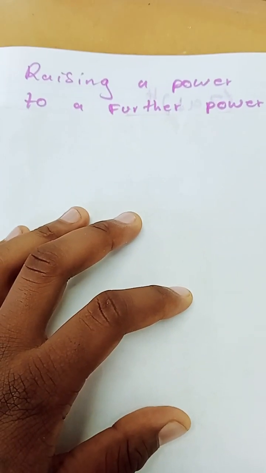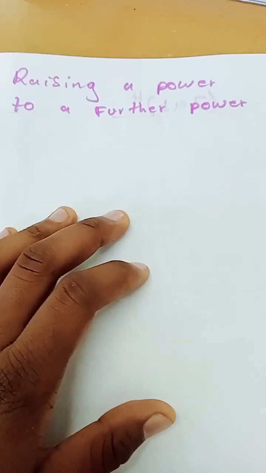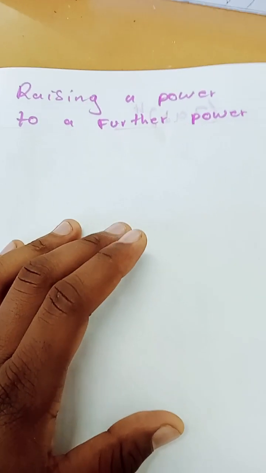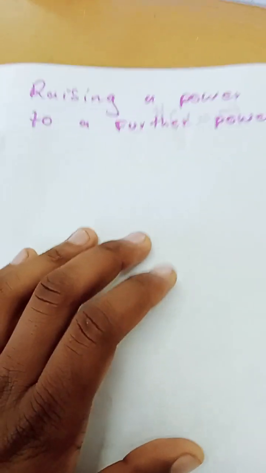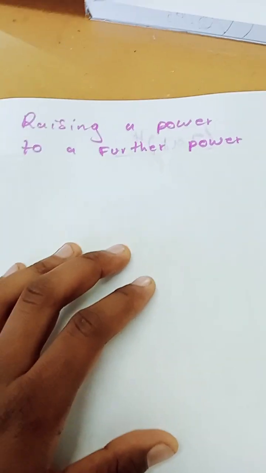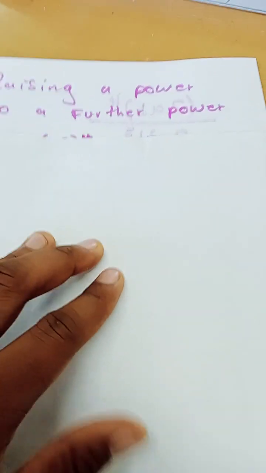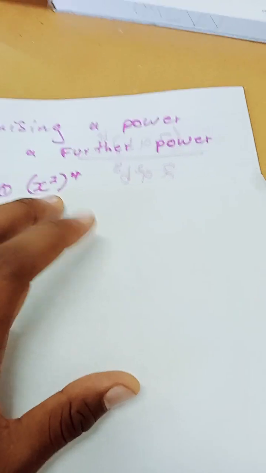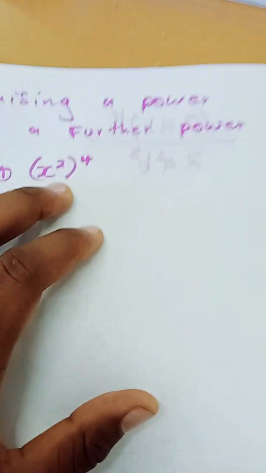We are still on exponents, but now we are going to discuss how to raise a power to a further power. What this basically means is that you already have an exponential expression, but then you're now raising it to a further exponent. Let me show you what I mean. Let's say we have x squared, and then that x squared is raised to a power of 4.